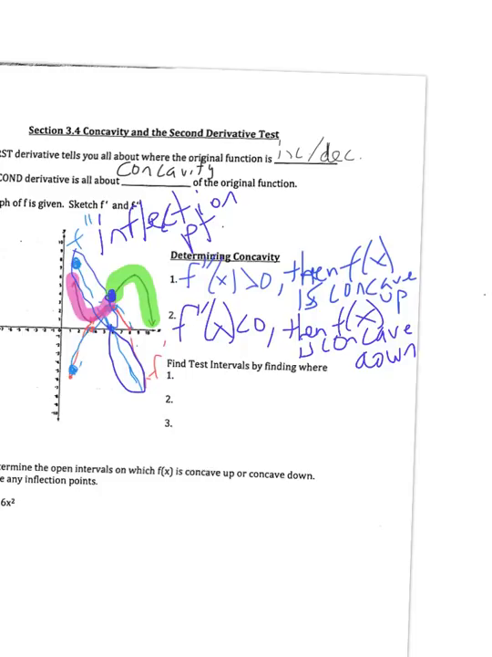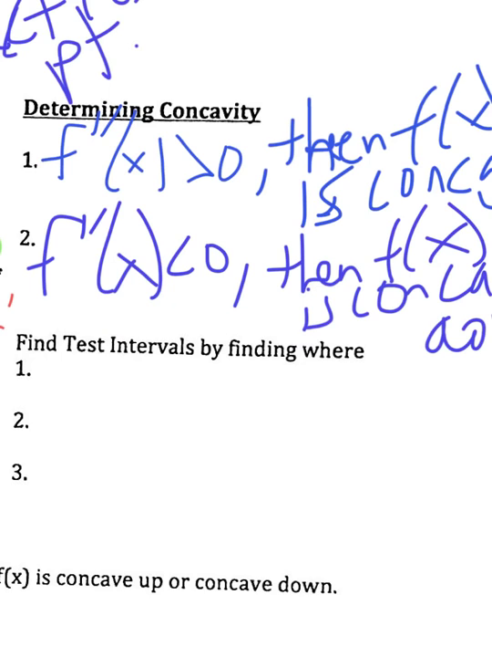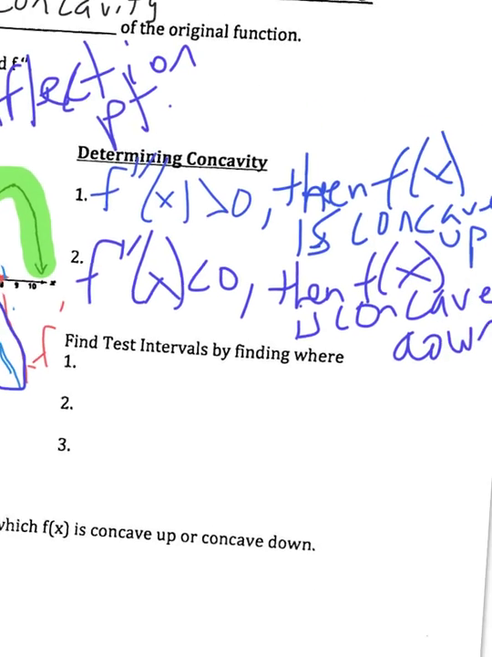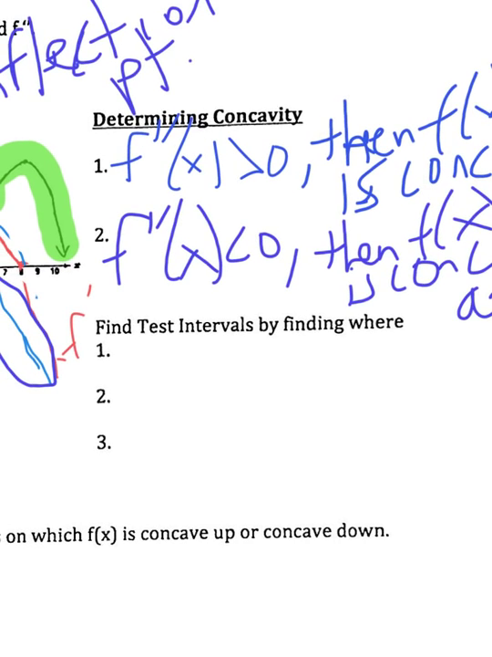It says find test intervals by finding where, here's what we're going to be looking for. Just like when we found critical numbers, we're going to find where f double prime equals 0. So we're going to take the second derivative, set it equal to 0, kind of like we're finding critical numbers, but now we're talking about concavity. So set f double prime equal to 0 and solve.